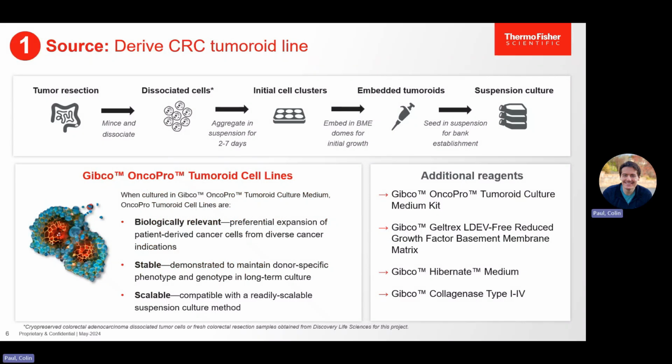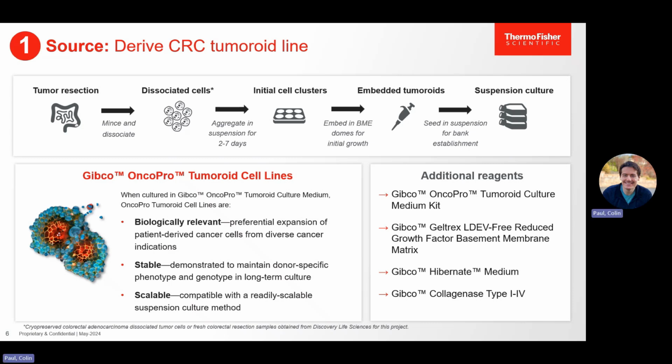Step 1 is to source tumoroid cells for use in compound screening assays. I'll focus on examples of colorectal cancer, or CRC tumoroid lines that were derived from human cancer cells using OncoPro tumoroid culture medium. Our typical workflow involves dissociating fresh resection samples, aggregating cells in suspension for 2 to 7 days, embedding tumoroids in basement membrane extract or BME domes for initial growth, and then expanding tumoroids in suspension culture for bank generation. Additional reagents for handling tissue and deriving tumoroid lines are listed here, and Thermo Fisher has an application note available that describes this process in more detail.